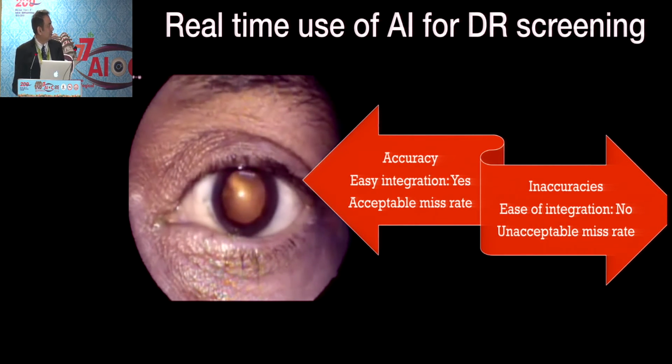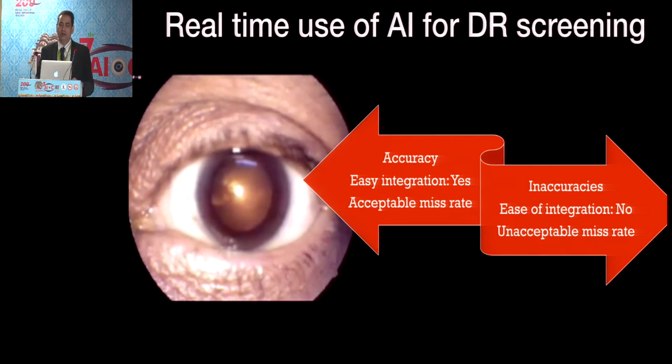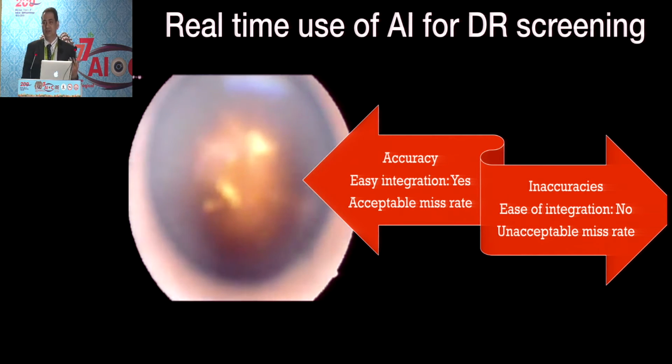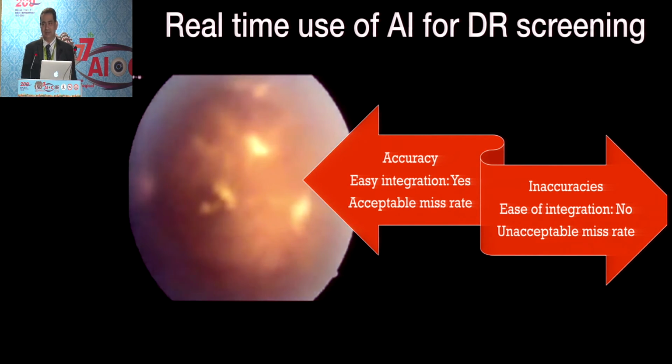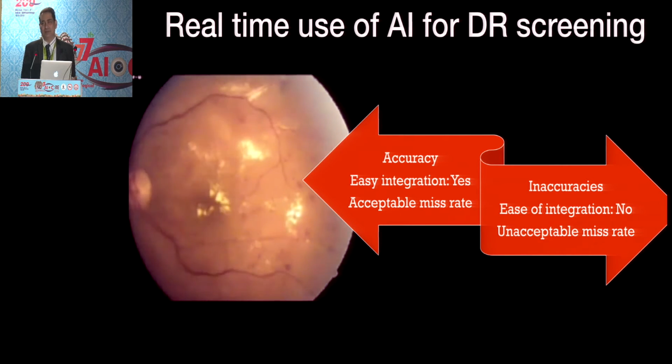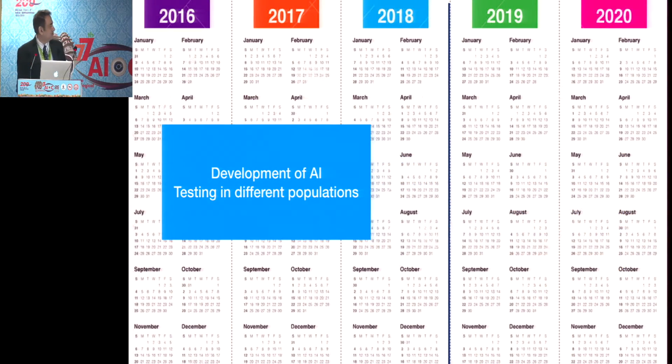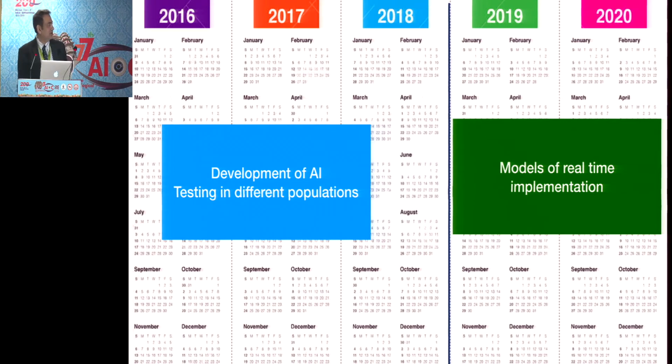Now what is more important is real-time use of this, and what determines it is again the accuracy or inaccuracy of the algorithm, the ease of integration of this in the existing system, and what is the acceptable miss rate. Because that's a big question, and that will determine how it will come to our clinics. In the last 3 years, we have seen more publications on development and testing in different populations, and in the coming years we will see a lot of these models for real-time implementation, and how the performance of these algorithms is.